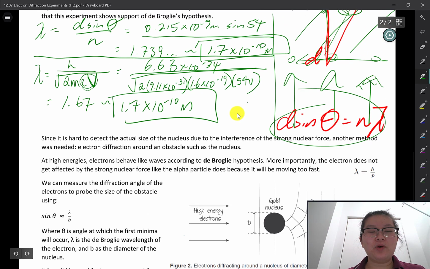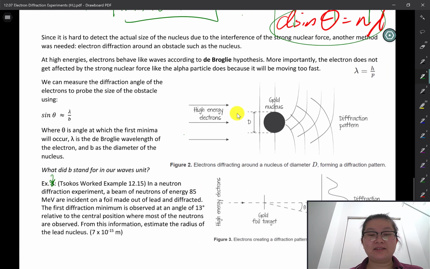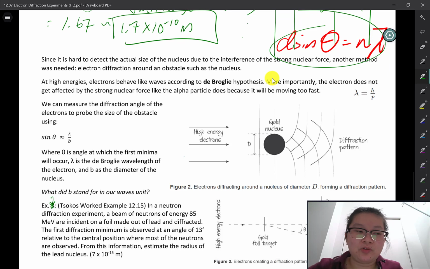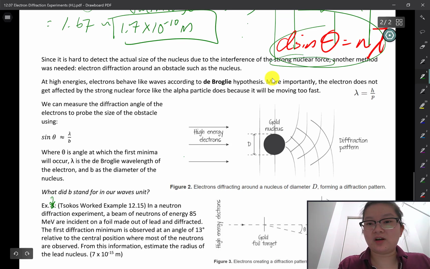In this video, we're going to continue on with electron diffraction experiments. Now that we are able to show that an electron will diffract very similar to a wave at a particular sample or a slit or multi-slits, etc., we can use that to help us measure other properties, such as the size of a nucleus, which Rutherford was unable to do, or he was able to get very close, but he encountered a problem with the strong nuclear force.